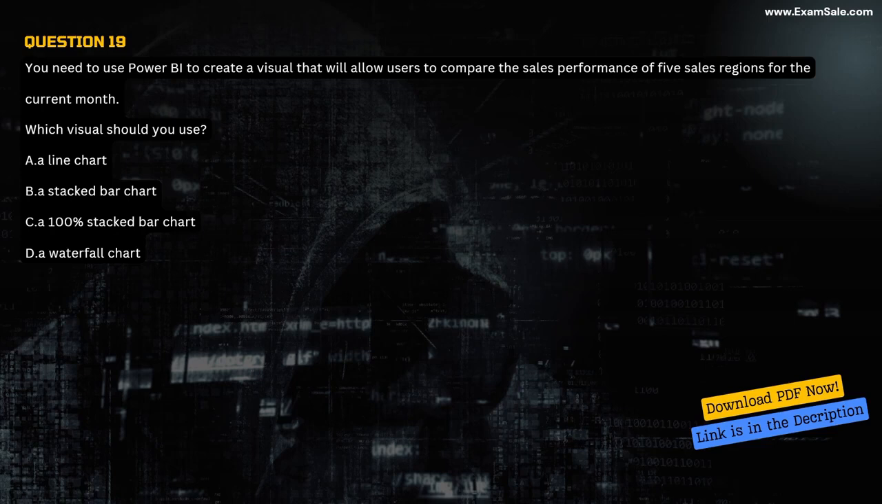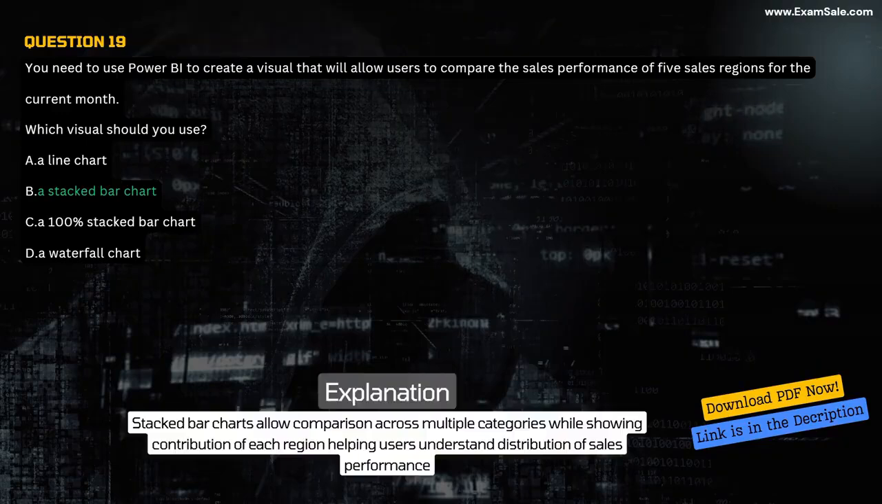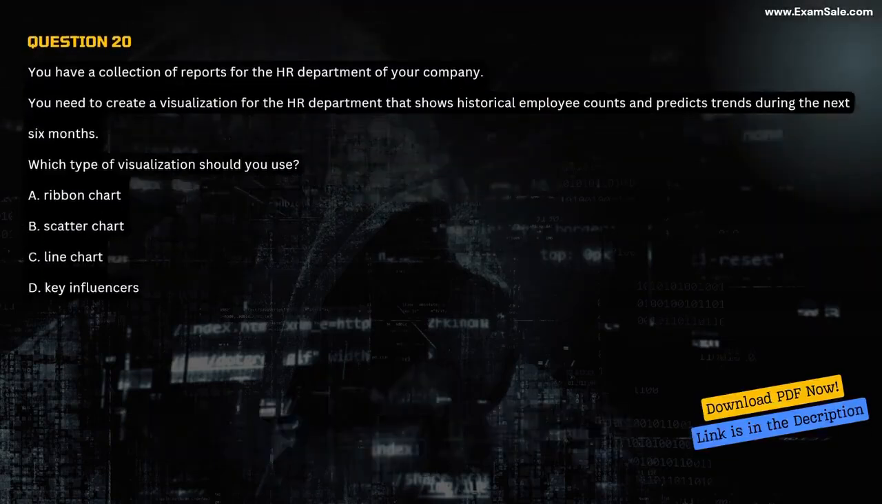Question 19. You need to use Power BI to create a visual that will allow users to compare the sales performance of 5 sales regions for the current month. Which visual should you use? A. A line chart. B. A stacked bar chart. C. A 100% stacked bar chart. D. A waterfall chart. Correct answer B. Stacked bar chart. Explanation. Stacked bar charts allow comparison across multiple categories while showing contribution of each region, helping users understand distribution of sales performance.